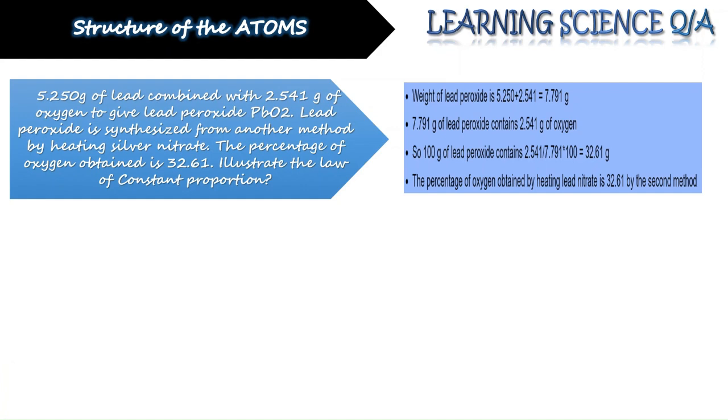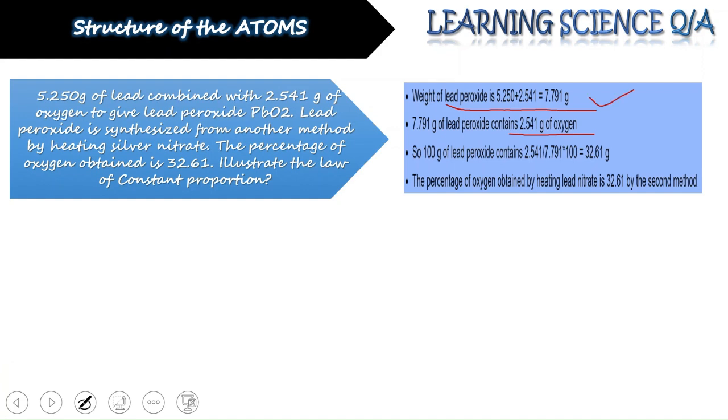Weight of lead peroxide is given as 5.250 and 2.541, that combines to 7.791. Now, from this 7.791 gram of lead peroxide, we have 2.541 gram of oxygen. That means the remaining is our lead, right? This is what we have seen here.